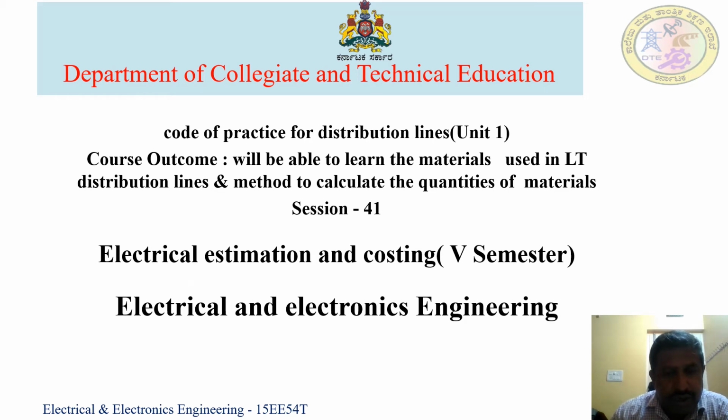Today I am going to take class for 5th Sem Diploma Electrical and Electronics branch students. The subject is Electrical Estimation and Costing and the subject code is 15EE54T and the topic is what are the materials used in LT distribution lines and method to calculate the quantities of materials.